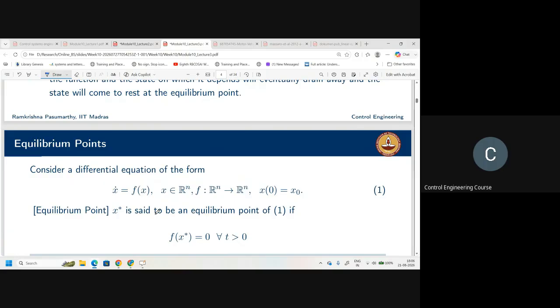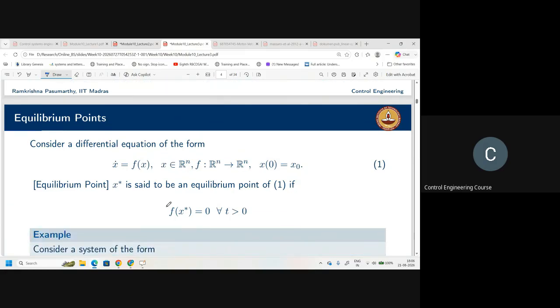So, what is the equilibrium point? If the system reaches that state, then it remains in that state only. That is called the equilibrium state. For example, if you have a bowl like this, and you drop a ball here or here or here, it will end up reaching here, right? This is the point, so this is called the equilibrium point in this case. Like that, for any system, if it is disturbed around that point, it will try to reach that point only. That is called the equilibrium point.